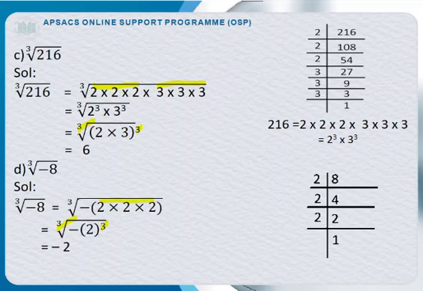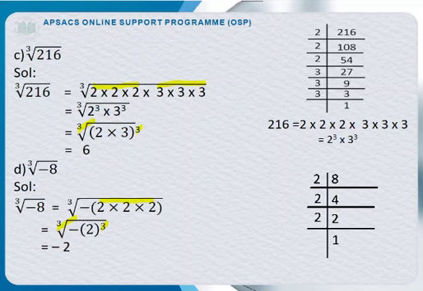Now part D: we need to find the cube root of minus 8. For this we need to use the prime factorization method. 2 into 4 is 8, 2 into 2 is 4, and 2 into 1 is 2. Now solution heading, then cube root of minus 8 equals cube root, minus sign as it is.